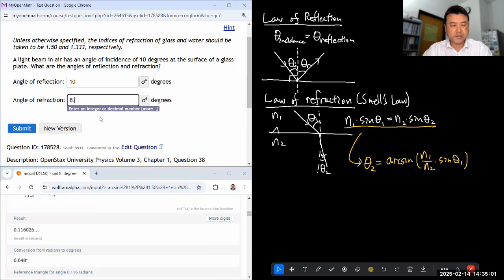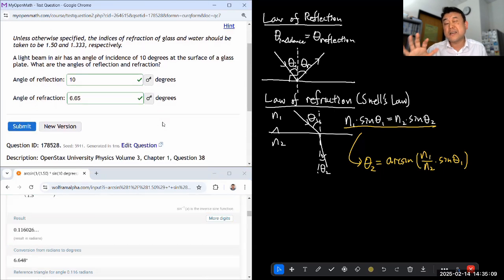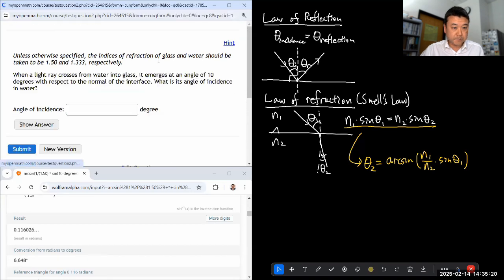6.648. I could also enter, as long as you keep a minimum of 3 significant figures, the system will grade it as correct. The system operates on a tolerance of a default 1%, and 3 significant figures ensures that your rounding error is no more than 1%. So that's question 1. Let's look at the next question.